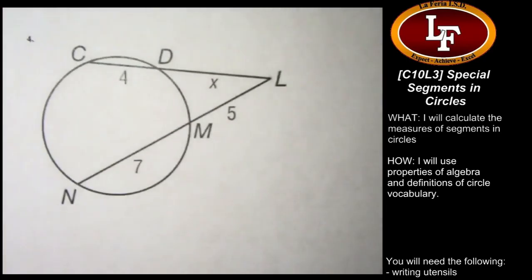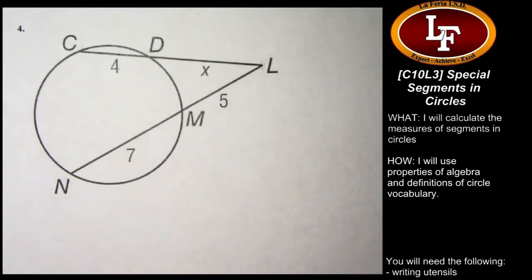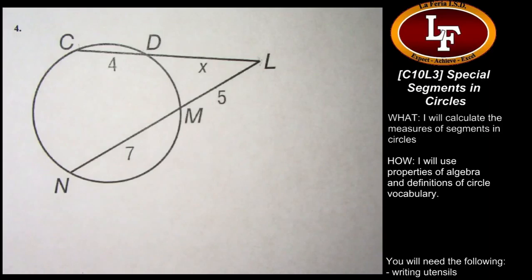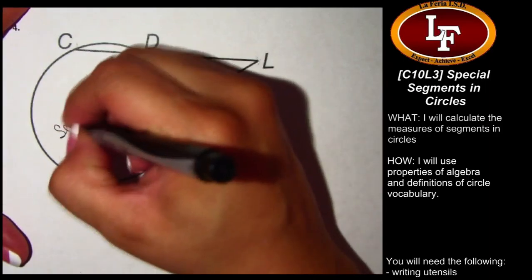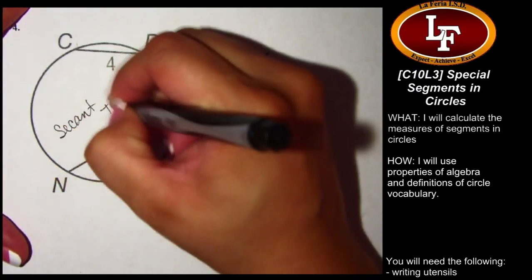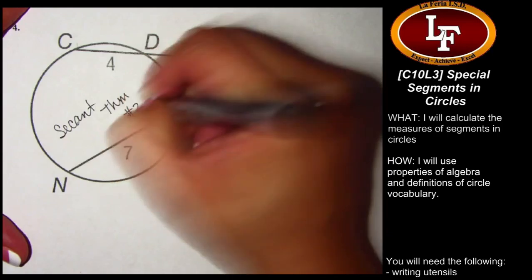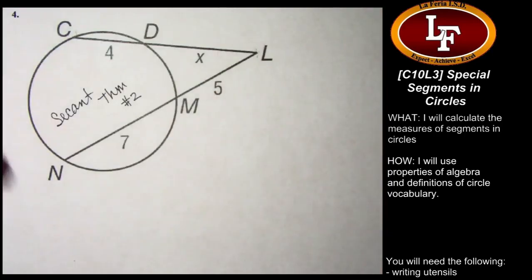Which setup though? Theorem number 2. So this is secant theorem number 2. All right, secant theorem number 2 says for us to take the parts of the secants, multiply them together, and then they're going to be equal to each other.